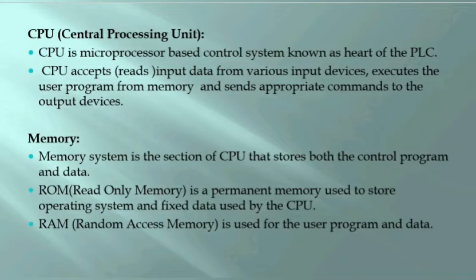CPU consists of processor and memory. Memory is divided into two parts, that is data memory and program memory. Memory section of CPU is used to store the control program and data. ROM is a permanent memory used to store operating system and fixed data used by the CPU. RAM is used for the user program and data.